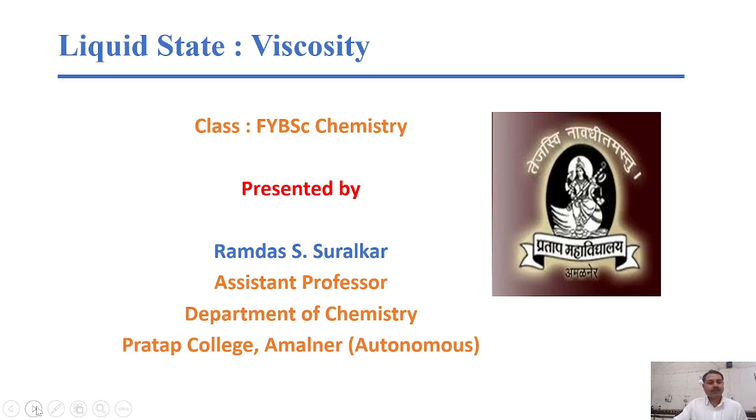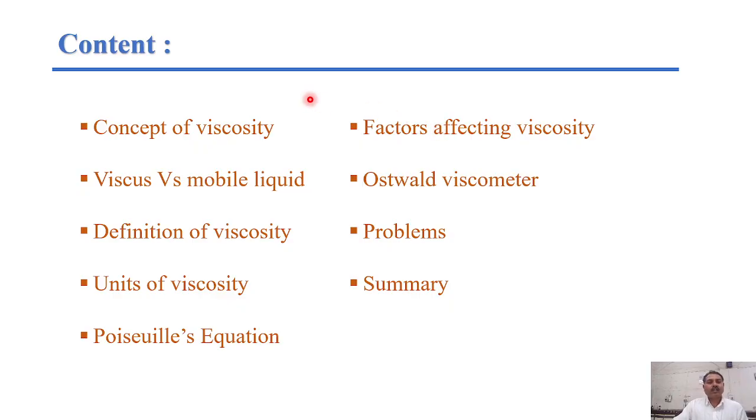Hi friends, today we are going to discuss the chapter liquid state. In that we are going to discuss the property of liquid, that is viscosity, for FYBSC Chemistry student. The content of the topic are concept of viscosity, viscous versus mobile liquid, definition of viscosity, what are the units of viscosity, Poiseuille's equation, factor affecting viscosity, Ostwald viscometer, problems related with this topic, and the summary of the content.